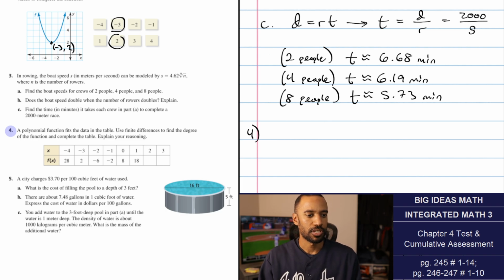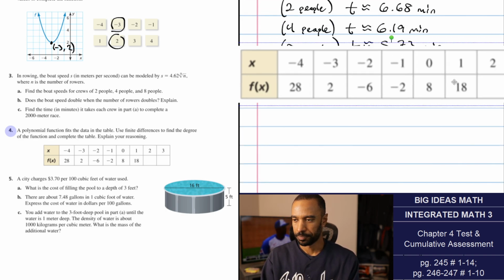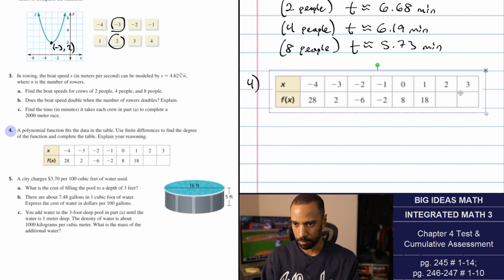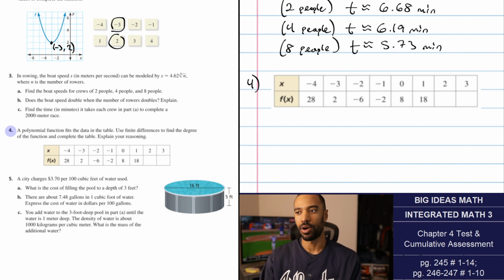Use finite differences to find the degree of the function and complete the table. Explain your reasoning. I don't think we're actually coming up with a formula, but we are coming up with the degree. Well, you might want to come up with the function for it, unless you can figure out how these things trickle up in terms of differences. It might take some time.